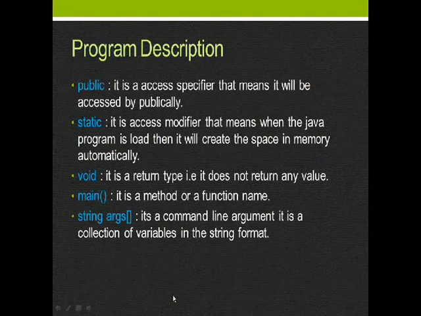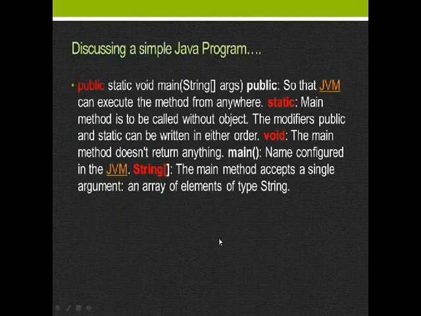Now the program description will be discussed another time. Public is the access specifier. Static is the access modifier. Void means the main function returns nothing, and main is the method or function name. String args is a command line argument. It is a collection of variables in the string format.